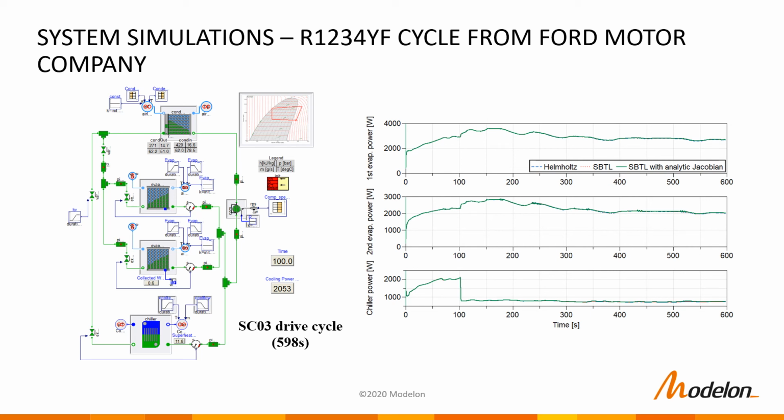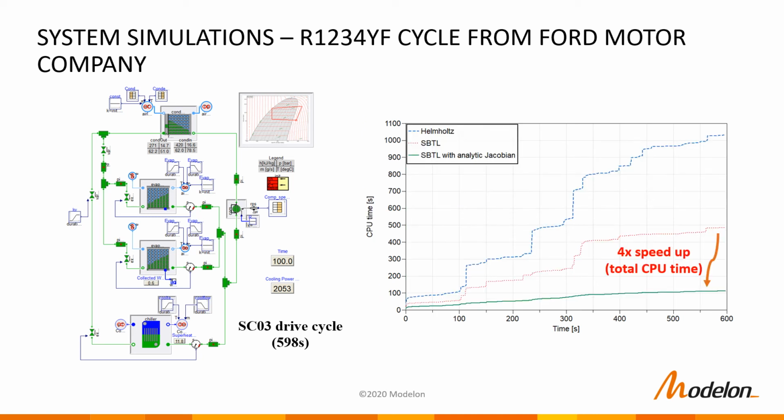Fast dynamics are introduced by rapidly closing the valve upstream of the chiller TXV at 100 seconds, which results in a low flow rate condition in the chiller. The green line in the CPU time plot shows the performance of the SBTL property model with analytic Jacobians. In terms of total CPU time, we have a 4 times speed up compared to the original SBTL property model.